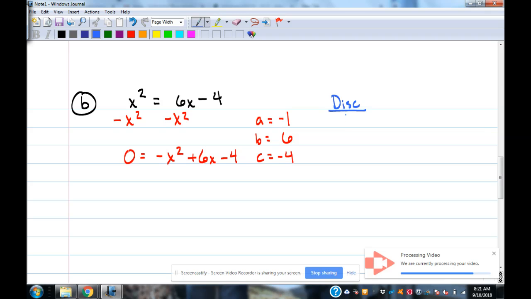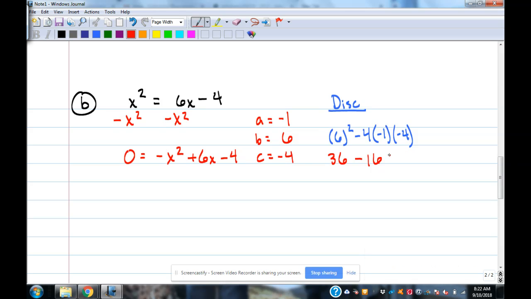Okay, so b squared minus 4ac, 6 squared minus 4 times -1 times -4. Got a lot of negatives in there. You got to be careful. 36 minus 16. -4 times -1 is +4 times -4 comes back to -16. So the discriminant is 20. What does that tell us about our problem? 2 real solutions. Okay, 2 reals.